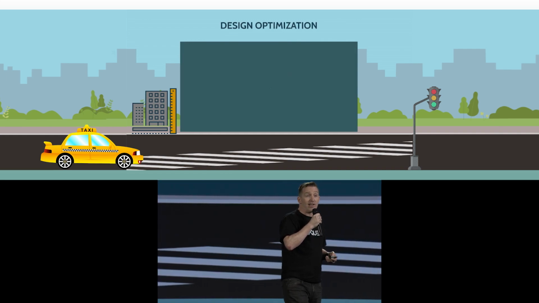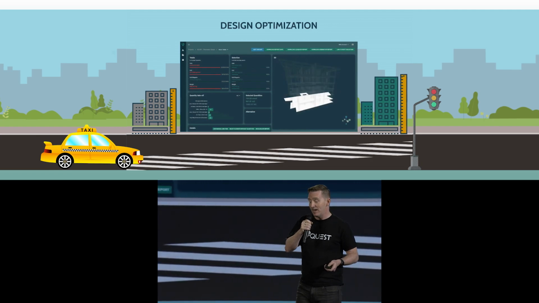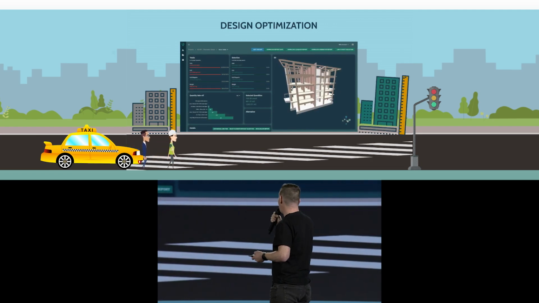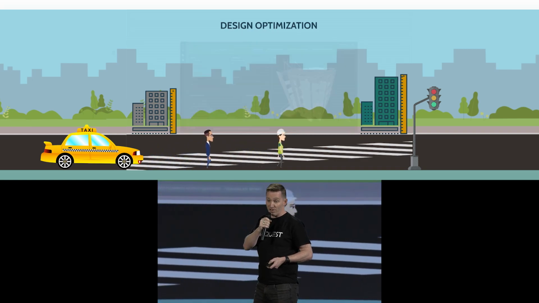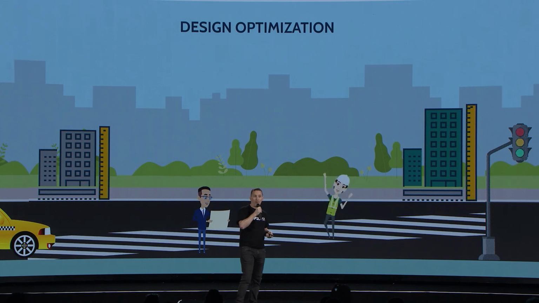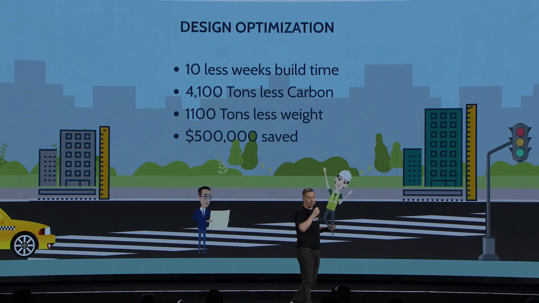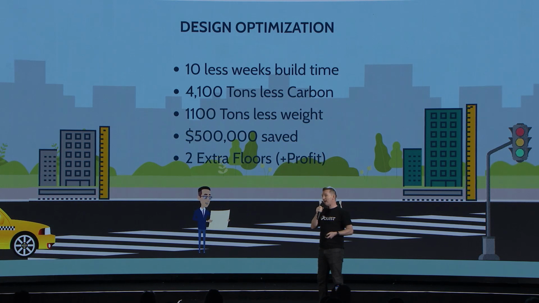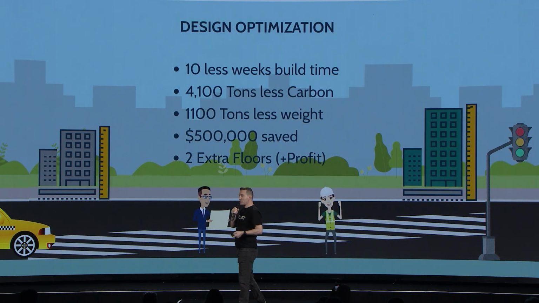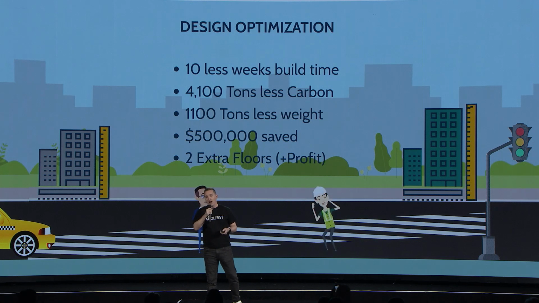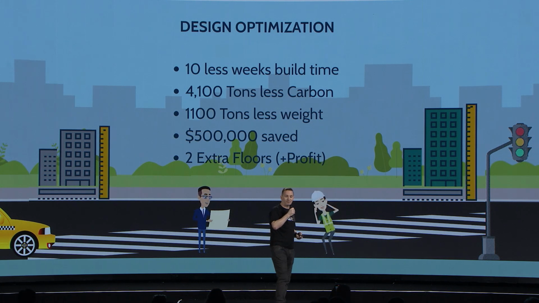One of our users recently became a carbon superhero, and they did that by utilizing VQuest. They eliminated 10 weeks of time from their construction program. They eliminated 4,100 tons of carbon. They lightened their building by 1,100 tons, which allowed them to go 2 floors higher, increasing their profits. And they found savings of over $500,000 along the way as well. We call this design optimization, finding opportunities in both cost and sustainability easily.